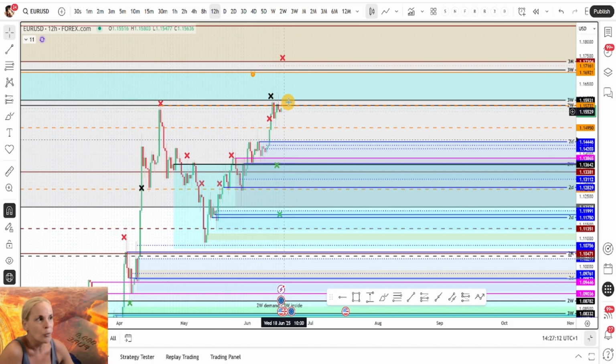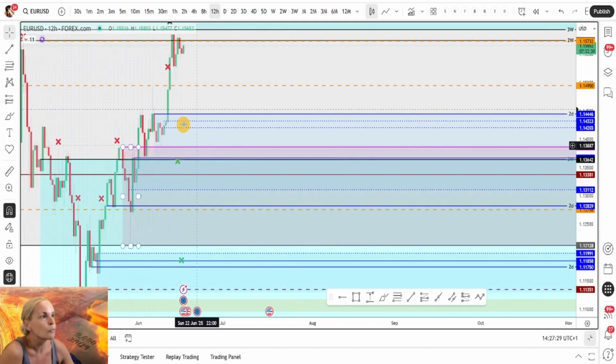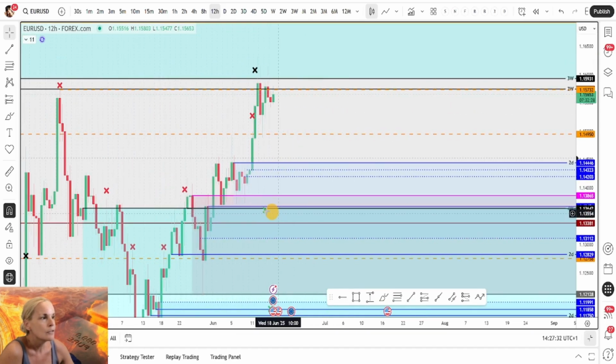So again, as you can see, the pullbacks just aren't getting much. Even here, I had this entry and the wick came down in this zone, but it only came down to the annual level, didn't quite come down into the 12-hour or daily demand that I wanted below. This one, I had that last week. This was a weekly demand in there, that black line.